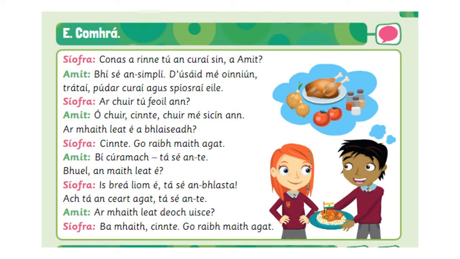We're learning about the verb déin, to make or do. So freisin táimid ag foghlaim faoi bia. So we're also going to learn about food.